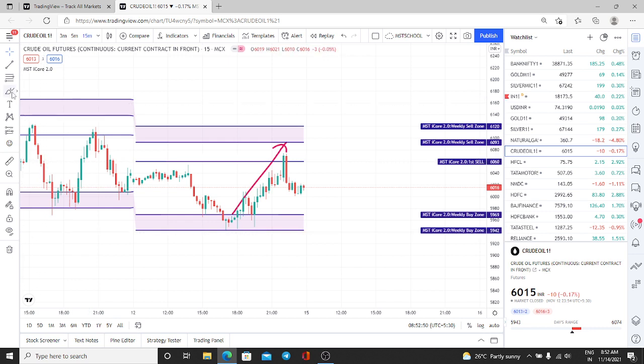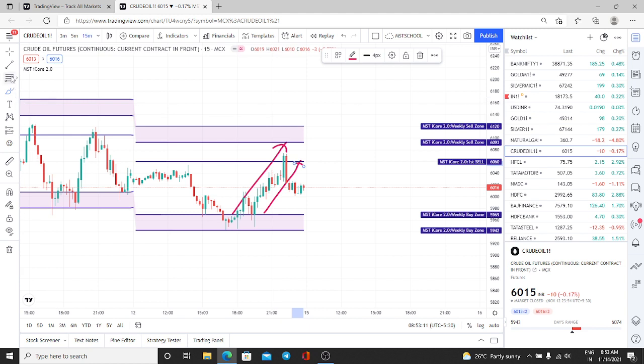The first target will be 5969 to 6060, because there the market has to reverse. Supposedly it has to reverse. That is why you have to book the profit at 6060. So from 69 to 60, almost 100 points, you have got the profit.